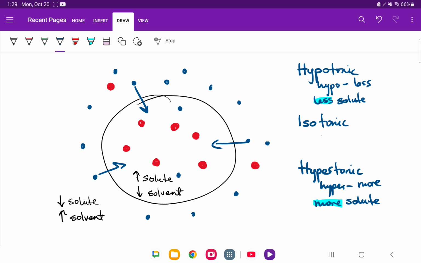And then isotonic, iso means equal. Think isosceles triangles, they have equal sides. So when you have an isotonic solution, there's going to be equal amounts of solute on both sides.